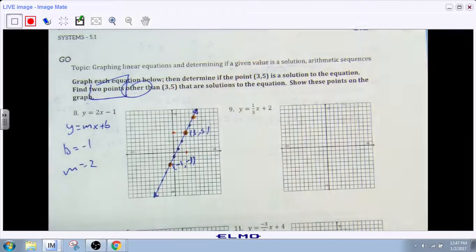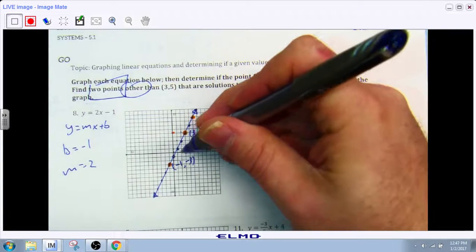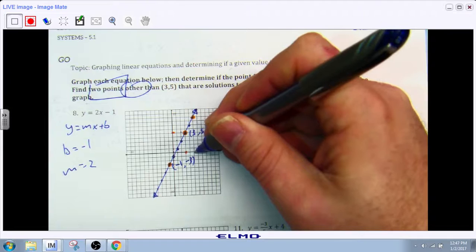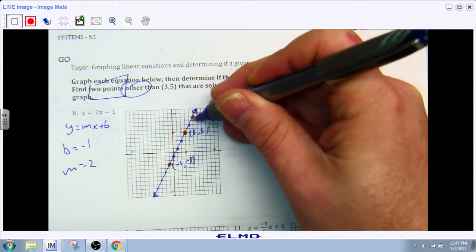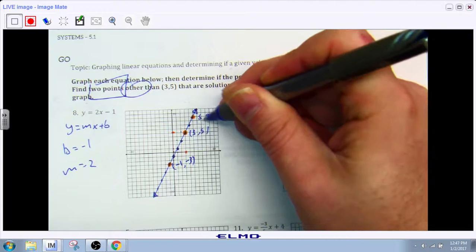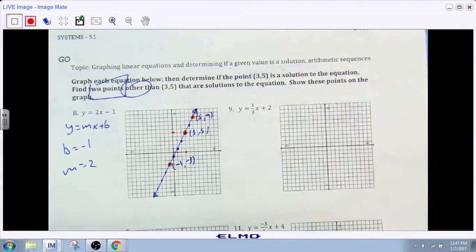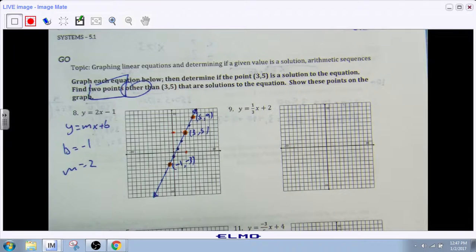How about this one right here? Cool. I see that my x is 1, 2, 3, 4, 5, and my y is 1, 2, 3, 4, 5, 6, 7, 8, 9. So 5 and 9. And there we go. I have found 2 other points, and I've shown them on the graph. I used an orange pen. You don't have to do that. You can just make a bigger dot or whatever works for you.